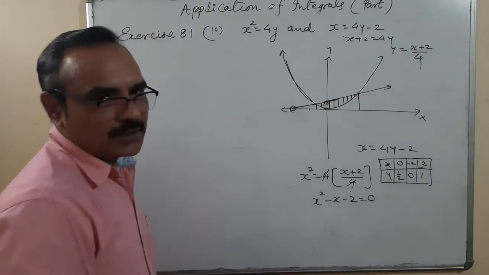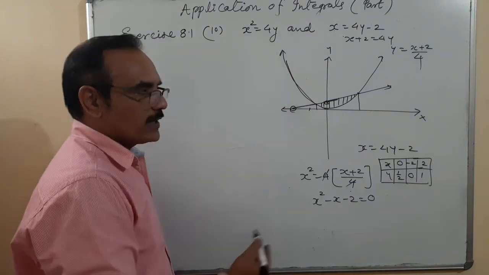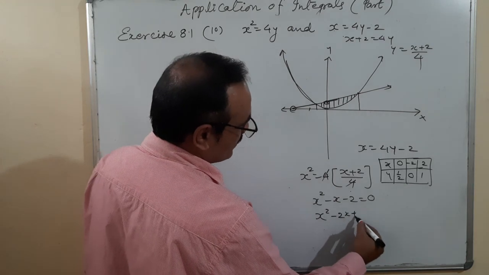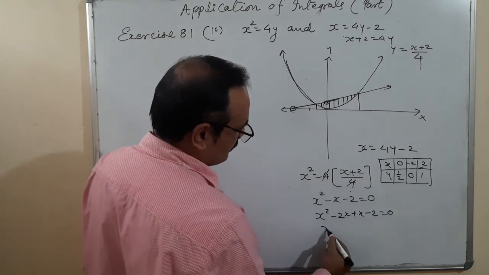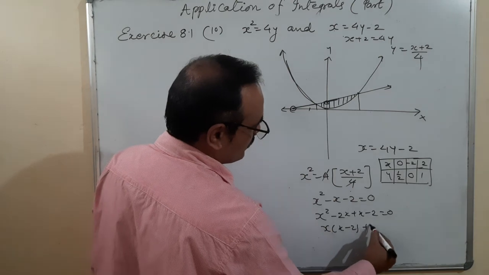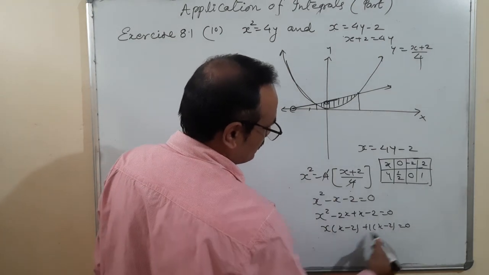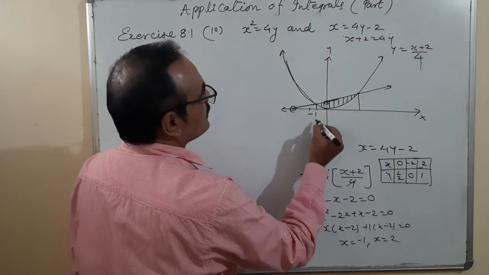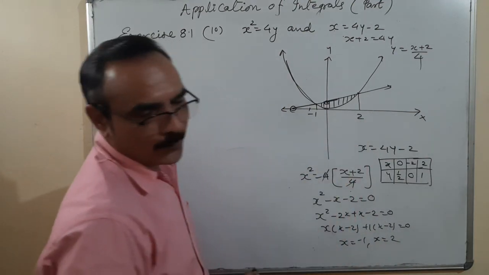This is a quadratic equation. Solve by splitting the middle term. x square minus 2x plus x minus 2 is equal to 0. x into x minus 2 plus 1 into x minus 2 is equal to 0. So x is equal to minus 1, x is equal to 2. So it is minus 1 and 2.